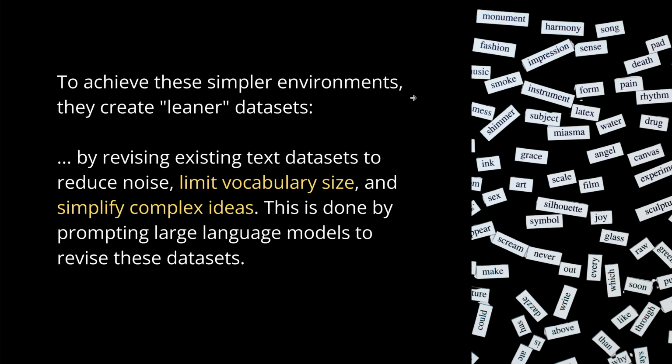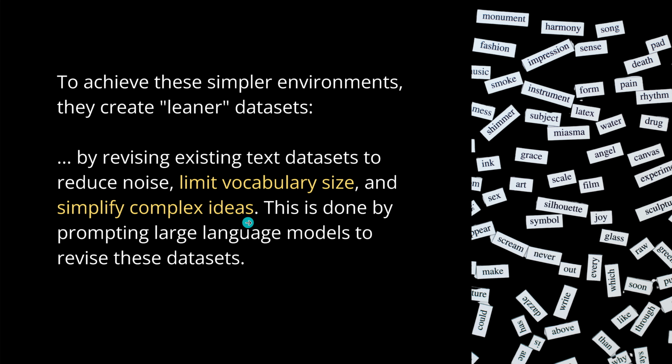Now it's interesting that scaling down is a very sensitive topic. To achieve simpler environments, the authors, whom I'll show you in a minute, created a leaner dataset by revising existing text datasets to reduce the noise and limit the vocabulary size. We will work with a vocabulary size of down to 2000. And our main task will be to simplify complex ideas, because we are working with models that are so tiny that they cannot calculate complex ideas. I will show you the prompt at the end of this video, how we do exactly the downscaling, the simplification of complex ideas. But for the moment, let's focus on the methodology itself.